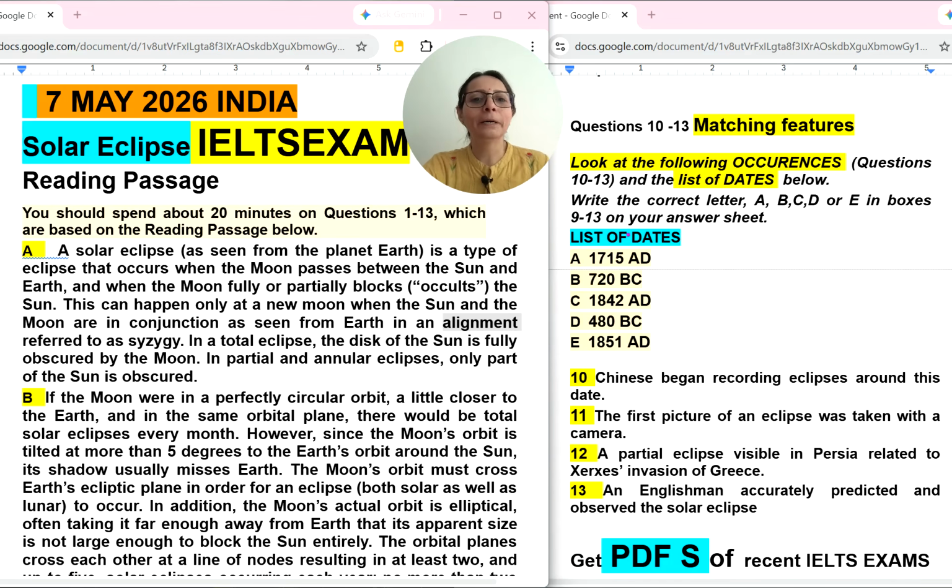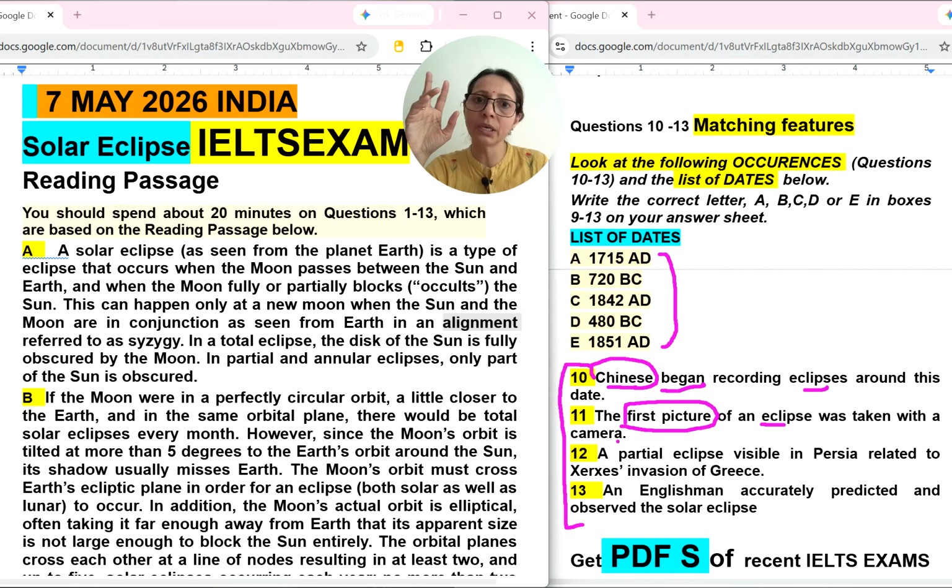Let's start. List of dates is given, but before that we will read and underline the keywords from these events. Okay, so let's read it. Chinese began recording eclipse around this date. Chinese is important. Around this date means these are the dates the writer has provided. The first picture of an eclipse was taken with a camera. First picture is important, camera is also important. 12. A partial eclipse visible in Persia relating to Xerxes' invasion of Greece.